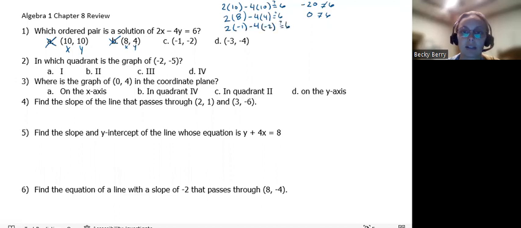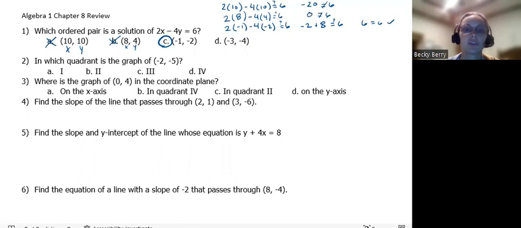The next one, 2 times negative 1 minus 4 times negative 2. Is that equal to 6? Well, 2 times negative 1 is negative 2. Negative 4 times negative 2 is a positive 8. Is that equal to 6? 8 minus 2? That is equal to 6, so this one works.